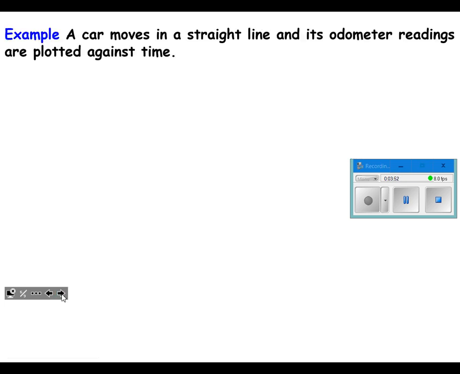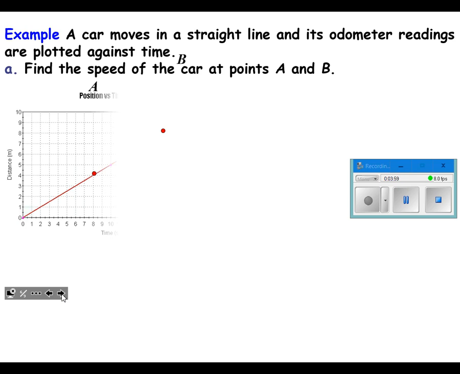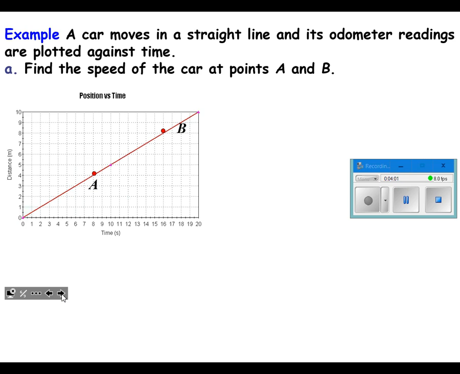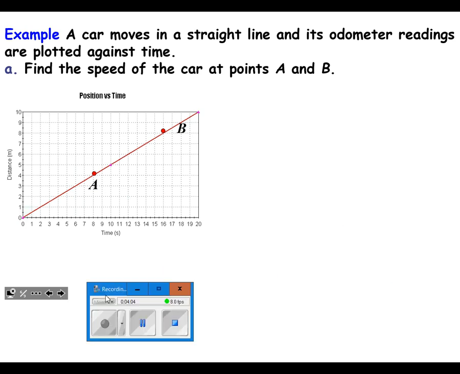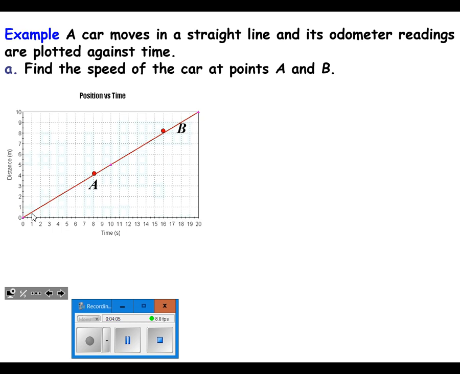So we're going to do this actually in class together, all right? So we'll go ahead and do it now. I have a distance versus time graph here, which could also be said a position versus time graph. I really do like the words position and displacement better because it tells us directional information as well.